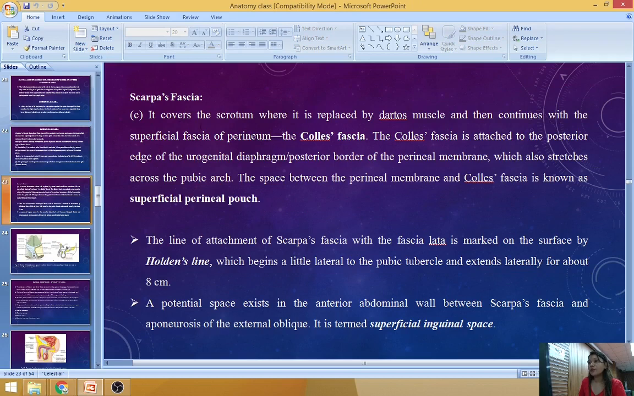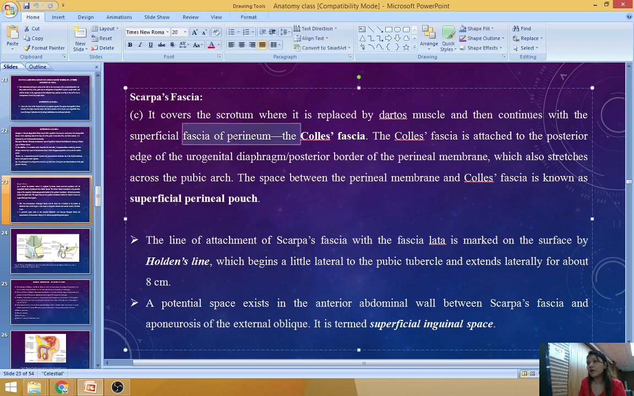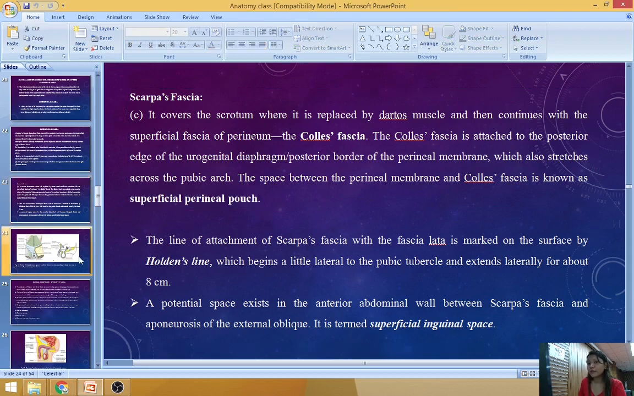Okay, over the scrotum, Scarpa's fascia covers the scrotum where it is replaced by dartos muscle, and then continues with the superficial fascia of the perineum. So Scarpa's fascia is continuous with the superficial fascia of the perineum, that is the Colles' fascia. Now, Colles' fascia is attached to the posterior edge of the urogenital diaphragm. Attachment of Colles' fascia is important because there is a clinical importance here, so you have to know this. The Colles' fascia is attached to the edge of the urogenital diaphragm, which also stretches across the pubic arch. The space between the perineal membrane and the Colles' fascia is known as the superficial perineal pouch. This is very, very important.